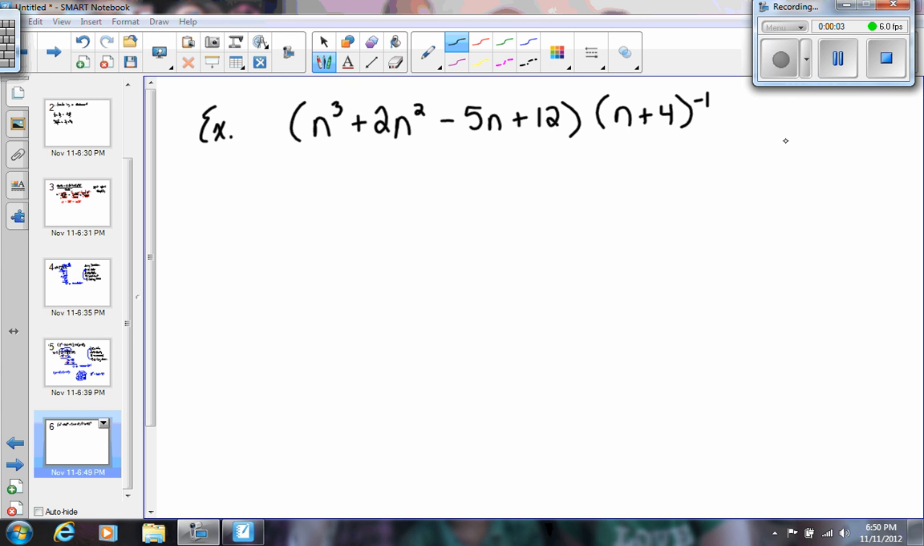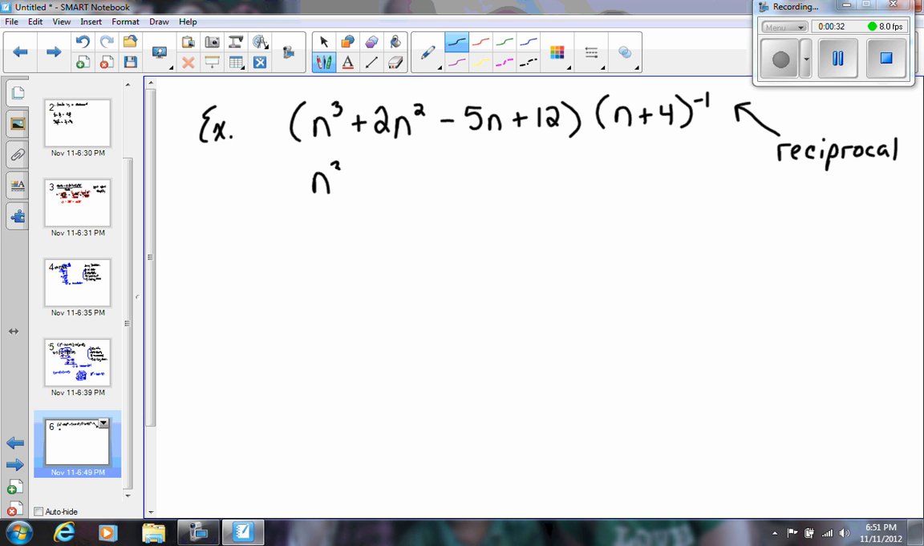Continuing with dividing polynomials, here's the next problem, so you might want to pause and write this down. Now, this looks like a multiplication problem, but notice this n plus 4 raised to the negative 1. So think about what a negative 1 power tells you, and remember that's reciprocal. So this is telling me really to flip this and put it in the denominator.